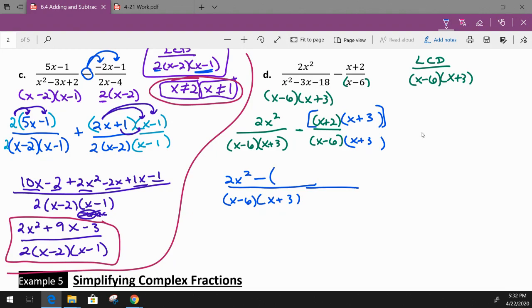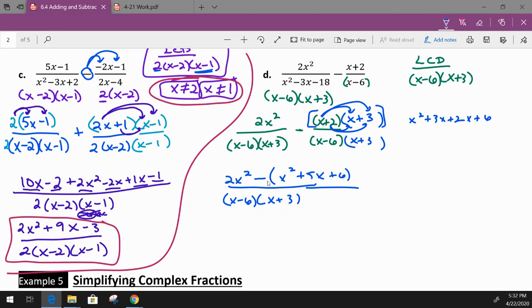And maybe I'll do this over here. So the x times the x would be x squared. X times 3 would be positive 3x. 2 times x is a positive 2x. And 2 times 3 is a positive 6. So I'm actually subtracting x squared plus 5x plus 6.